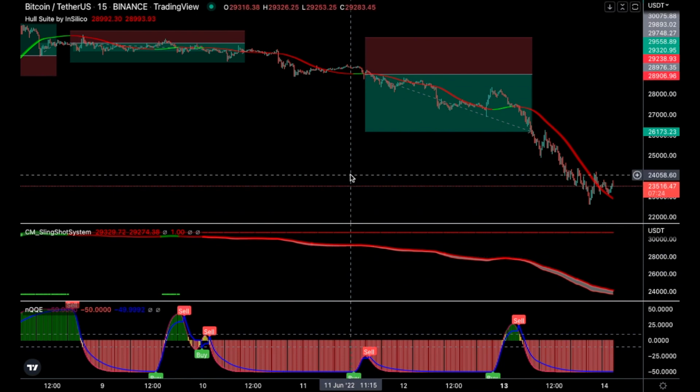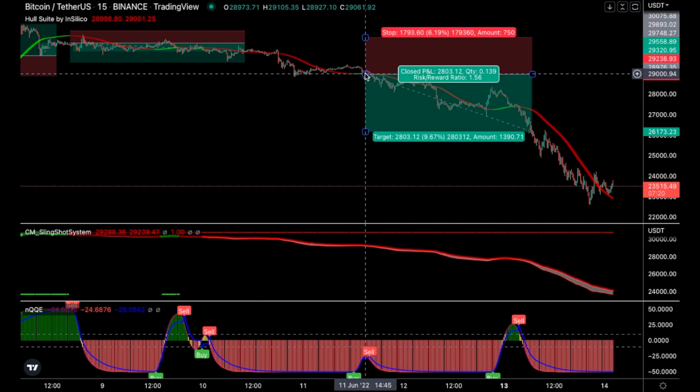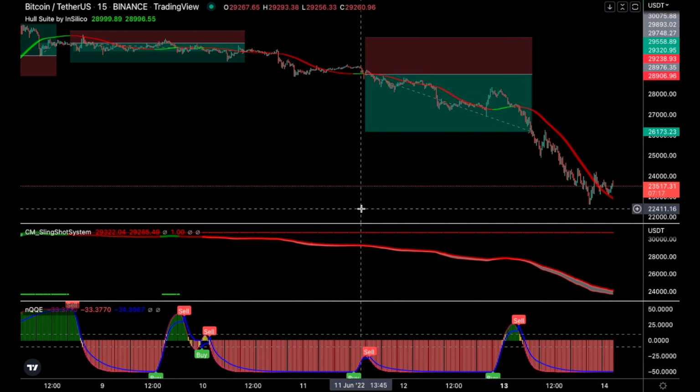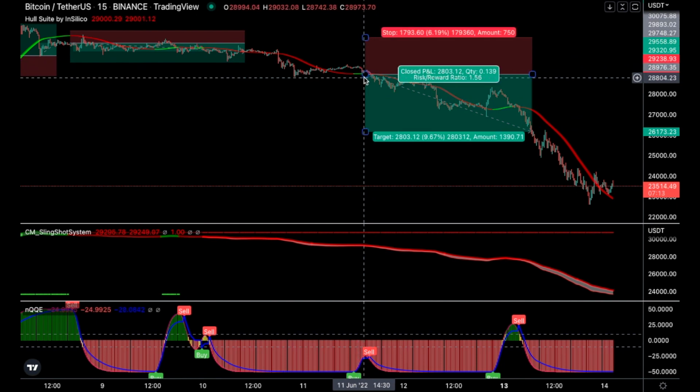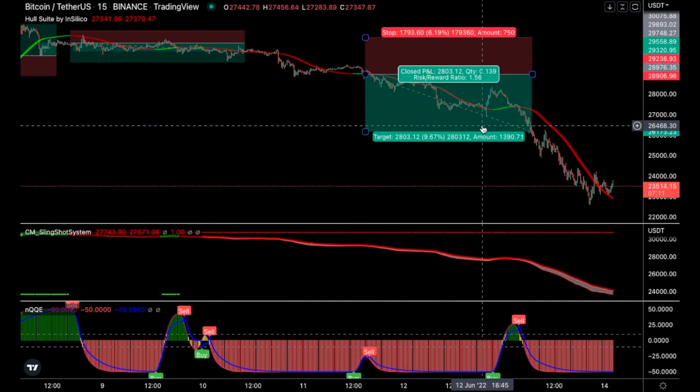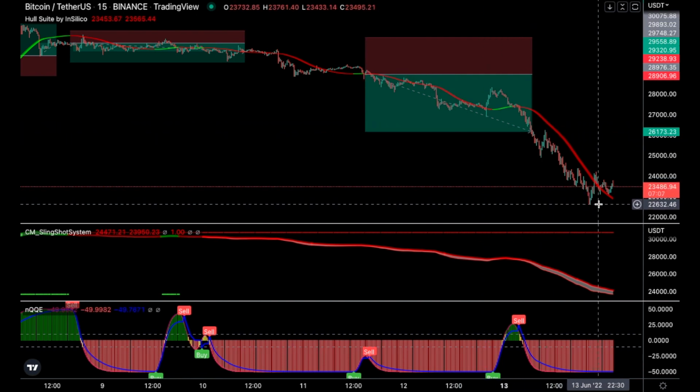So we'll wait again. Right here, the Hull Suite gave a sell signal and the other two indicators are aligned as well. So we go short right here. The target is attained and the instrument goes further down. So this is how we trade with this strategy.